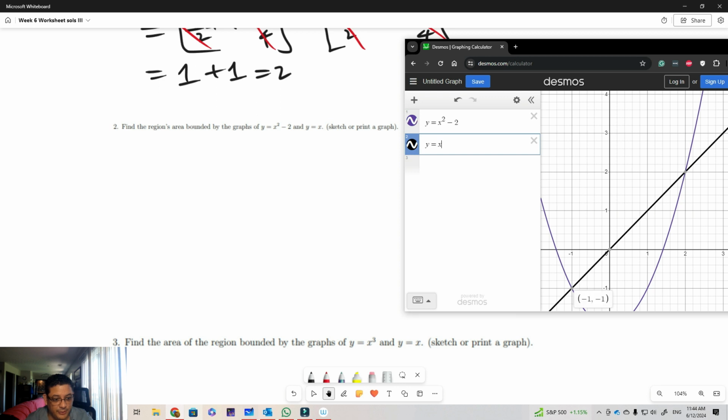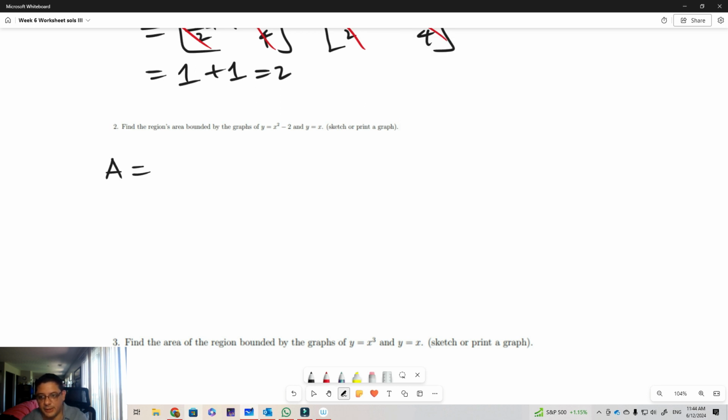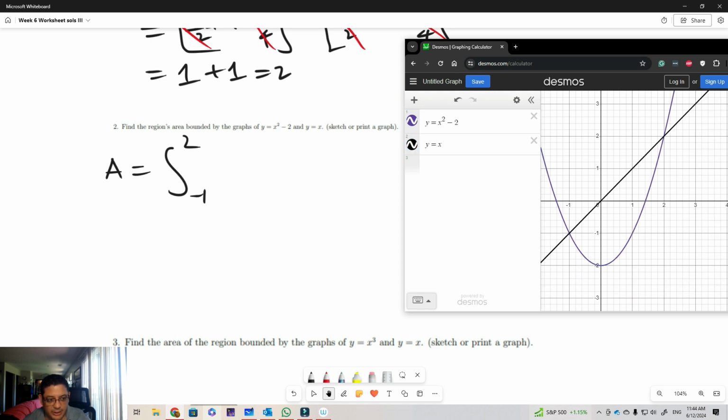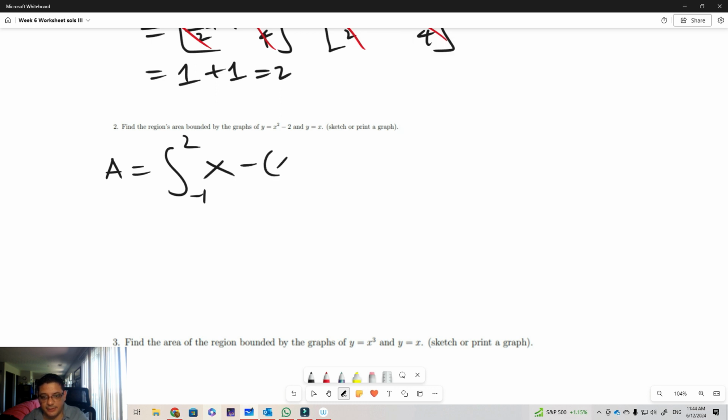So here, y equals x squared minus 2 and y equals x. You can see that the intersection points are at x equals minus 1 and also at 2. So this is going to be set up as the integral from minus 1 to 2. And let's see who is on top. That is important. The function on top of the area that we're calculating is the line. As you can see, the line is on top, the parabola is below. So this is the integral of x minus (x squared minus 2) dx.